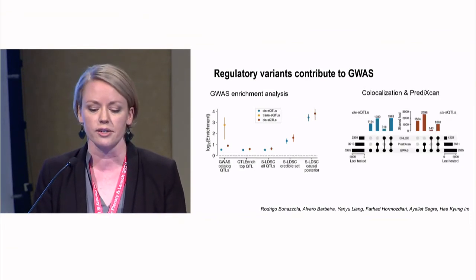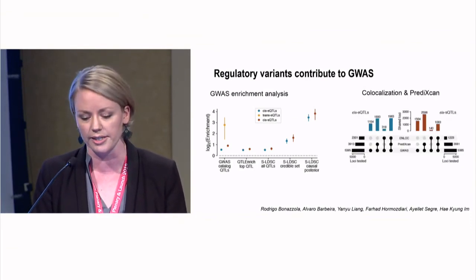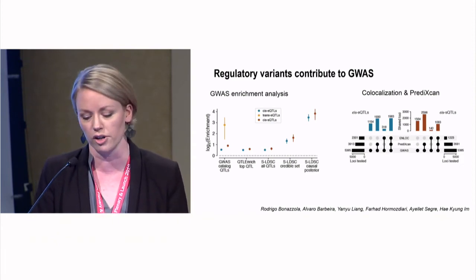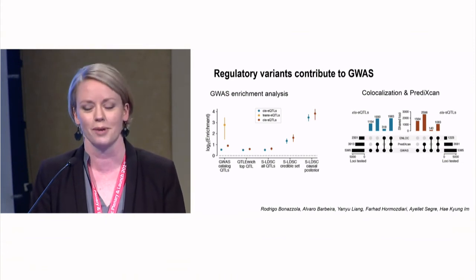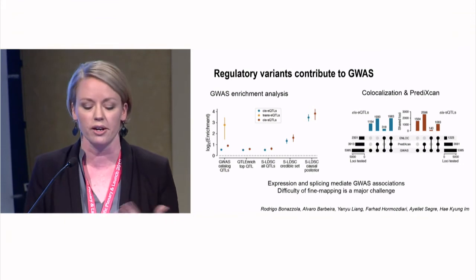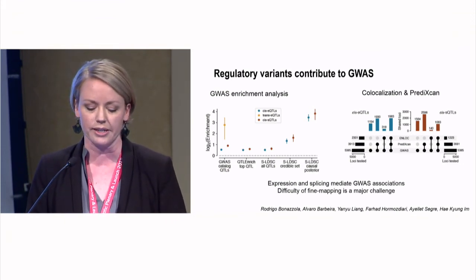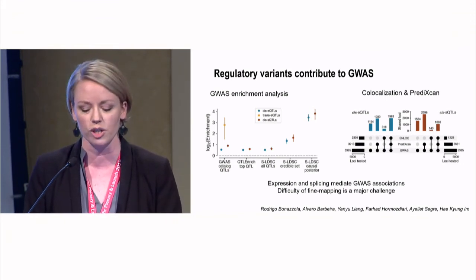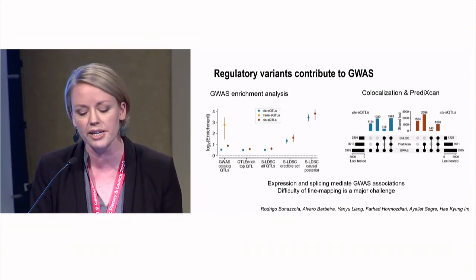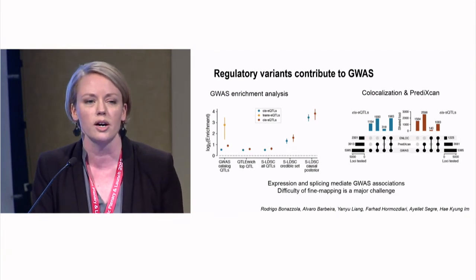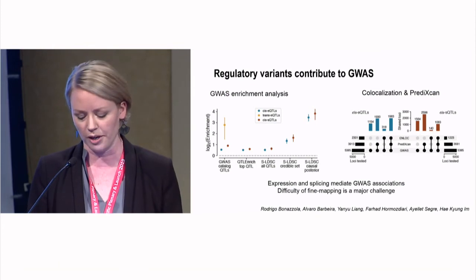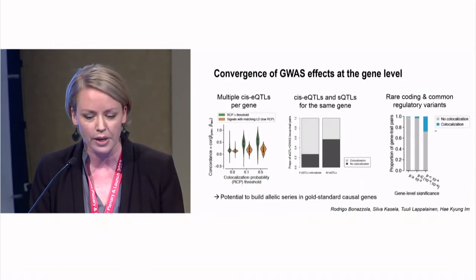We can, of course, do classical co-localization and PrediXcan analysis, finding thousands and thousands of GWAS loci with hypotheses of potential target genes, obviously not evidence, but hypotheses. And altogether, these results, together with a lot of the other work that has been done by the GTEx GWAS working group, highlight how these regulatory associations mediate GWAS associations, but also indicate how the challenge of fine mapping needs to be tackled with care.